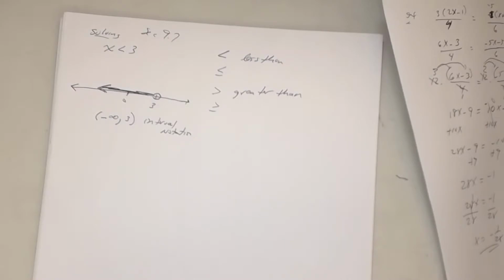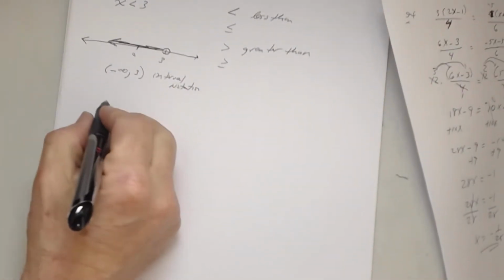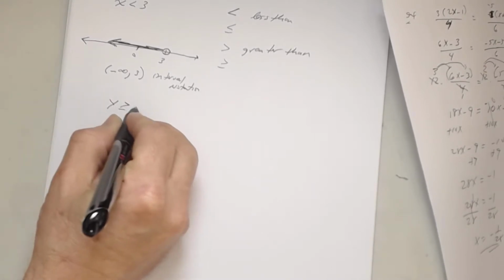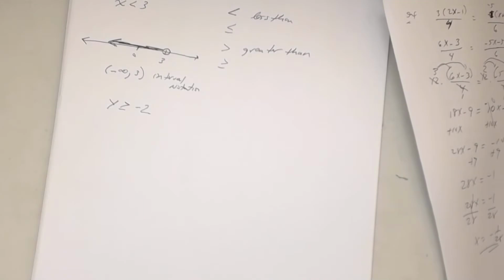All right, now, if you had this: y is greater than or equal to negative 2, and I ask you to tell me what the solutions are. How many solutions are there? Don't say 2 again. You better not say 2 again. You better say how many. An infinite number. There are infinite numbers that are bigger than or equal to negative 2, right?